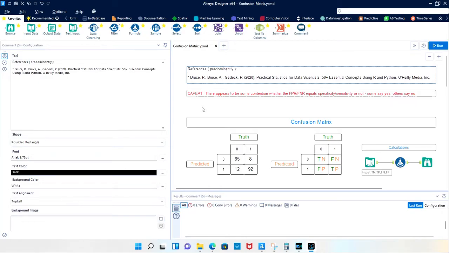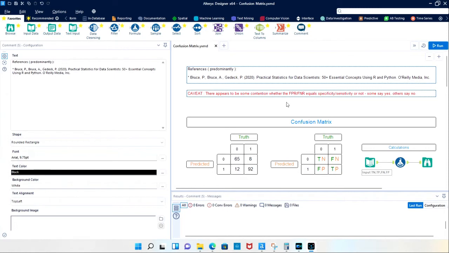Okay, this video is going to be about the confusion matrix, which is at the heart of classification metrics. I've decided to put the reference at the top so that we don't forget where some of this information is coming from. I had to put in a caveat.